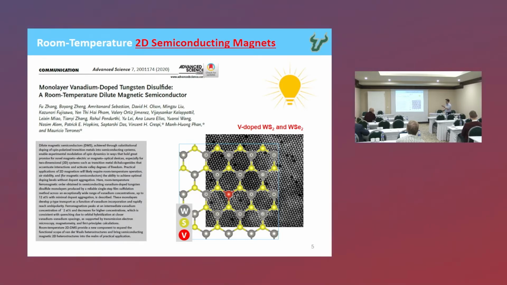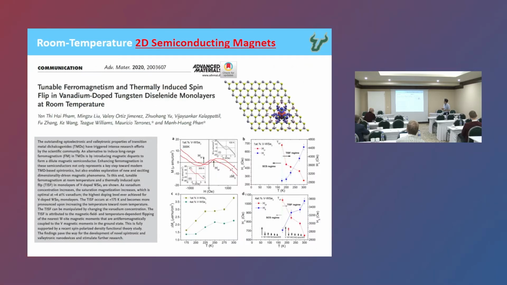This is the highest doping concentration achieved in this particular magnetic doped TMD system. And in addition to the tunable ferromagnetism that we observe, we also observe something very interesting, which we call thermally induced spin flipping, right? So why do we call it thermally induced spin flipping?